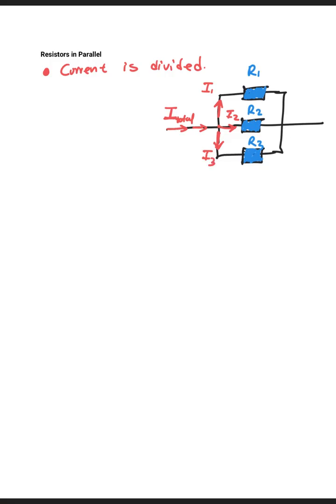Now, what is happening here? The total current was divided into three currents, which is I1 plus I2 plus I3. So this happens in a parallel circuit. When a circuit is parallel, the current is divided at the junction, and it will be shared among the resistors that are in parallel.